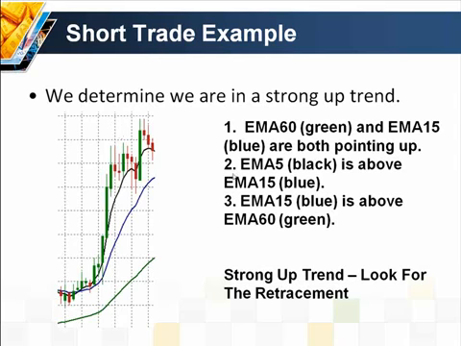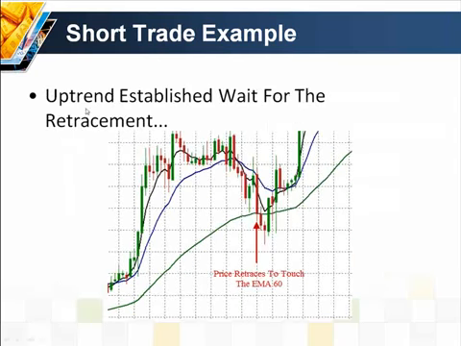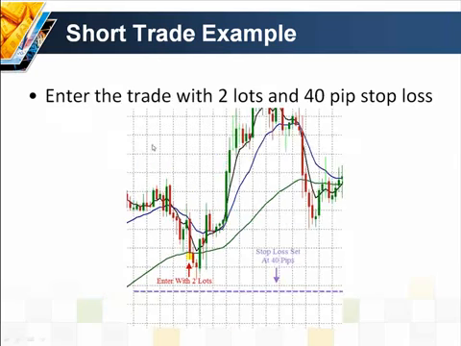We look for the retracement, which will be our entry point. So the uptrend has been established. We wait for the retracement, and in this case, looking at the chart, the price is up. We've determined an uptrend. We wait for it to retrace until the point where it touches the EMA 60, and that is our entry point. We enter the trade with 2 lots and a 40 pip stop loss. So we enter here with 2 lots, and we set our stop loss 40 pips back to protect ourselves in case the trade doesn't move in our favor.